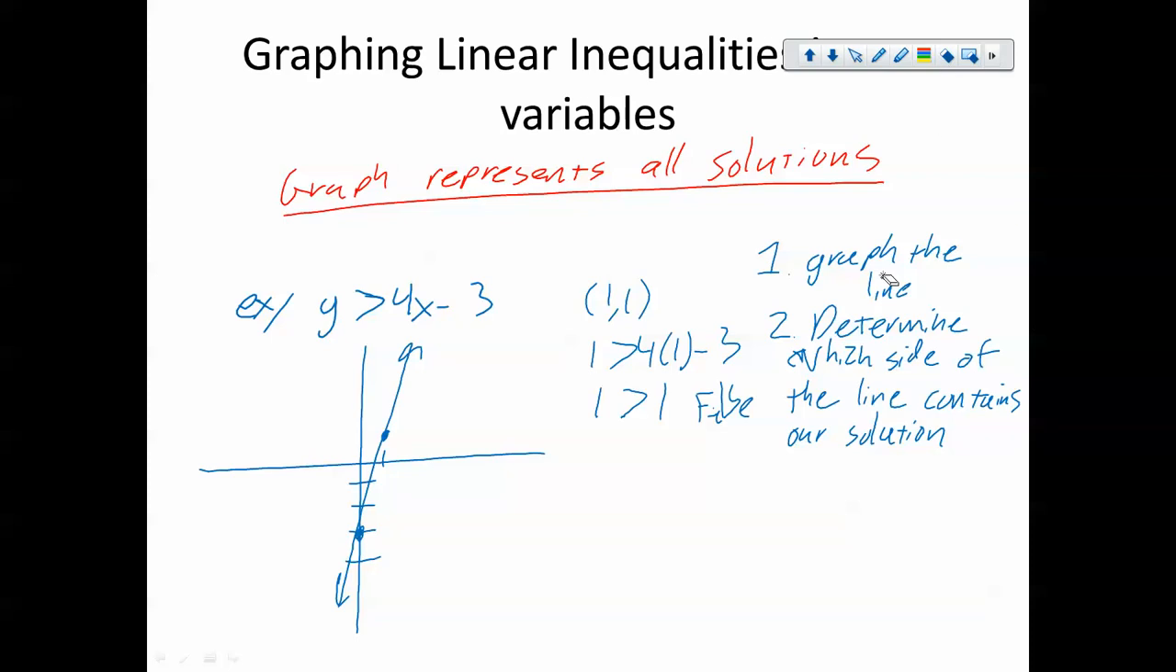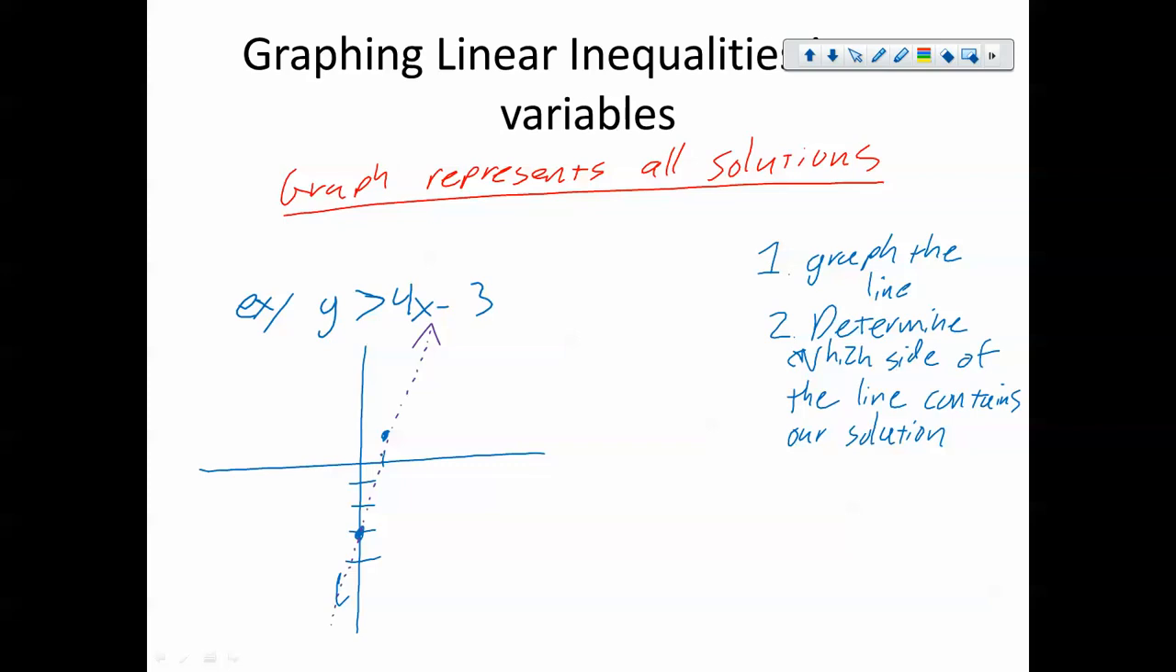And for this line itself, because the line isn't a solution, that means none of the points on this line are going to be a solution. We're going to draw this line differently. Instead of it being a solid line, we're going to draw it as a dotted line.